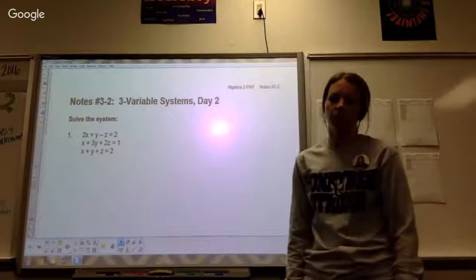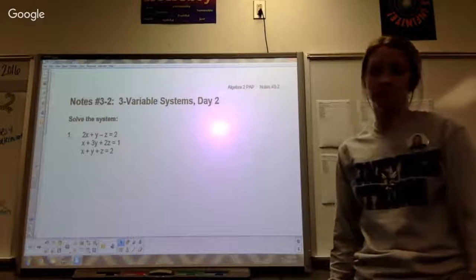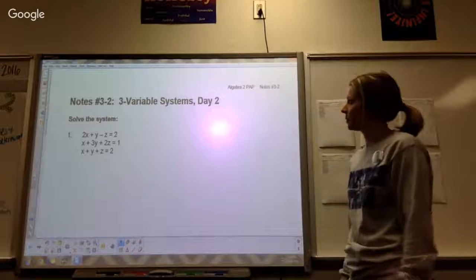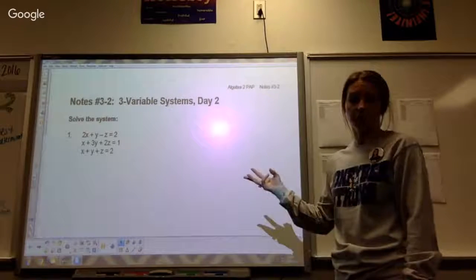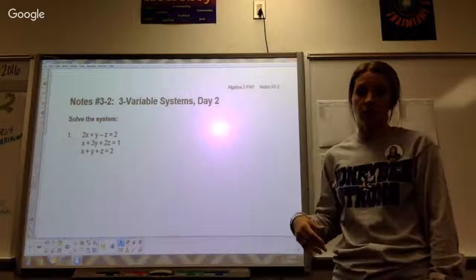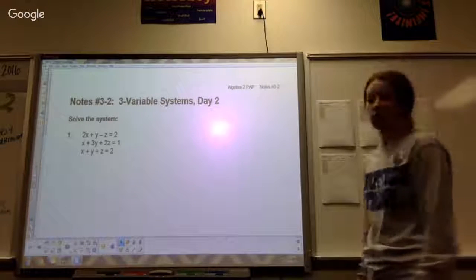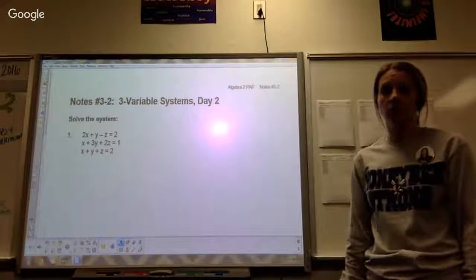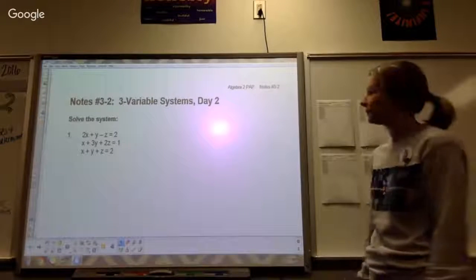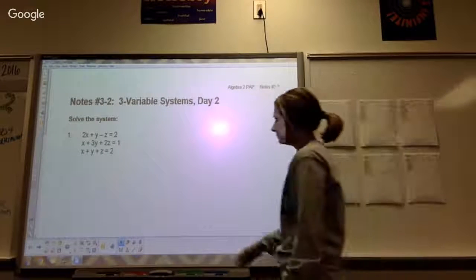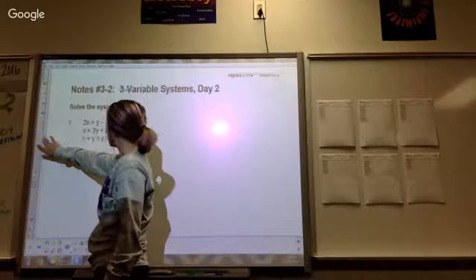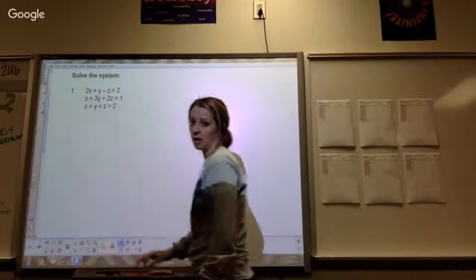Okay, so today we're solving three variable systems again. The only thing different from yesterday is that we have the three variables on each equation, so we're not missing any variables on each one. We're still going to be solving it, finding the point that they have in common, which is called an ordered triple.